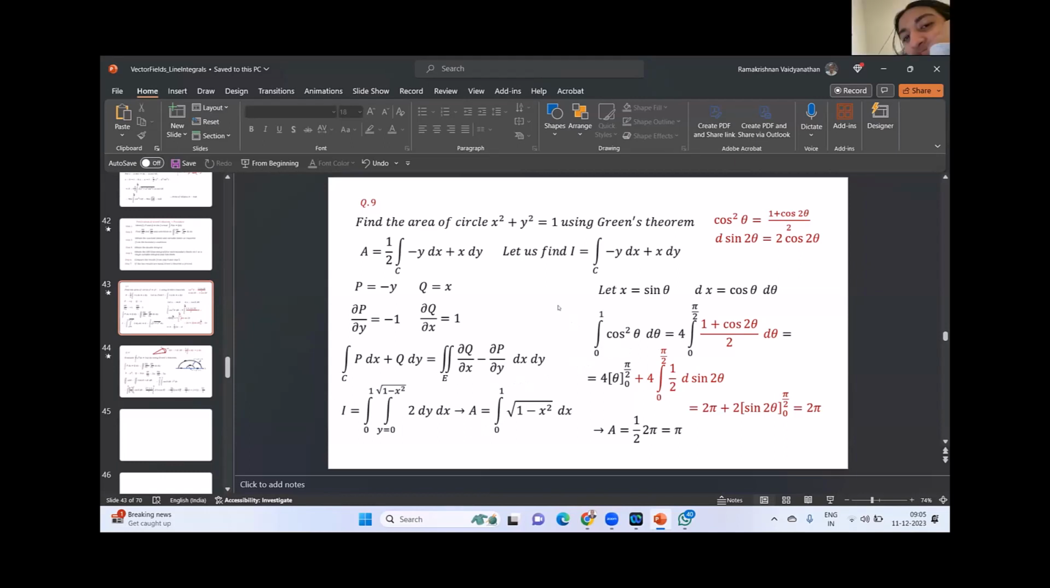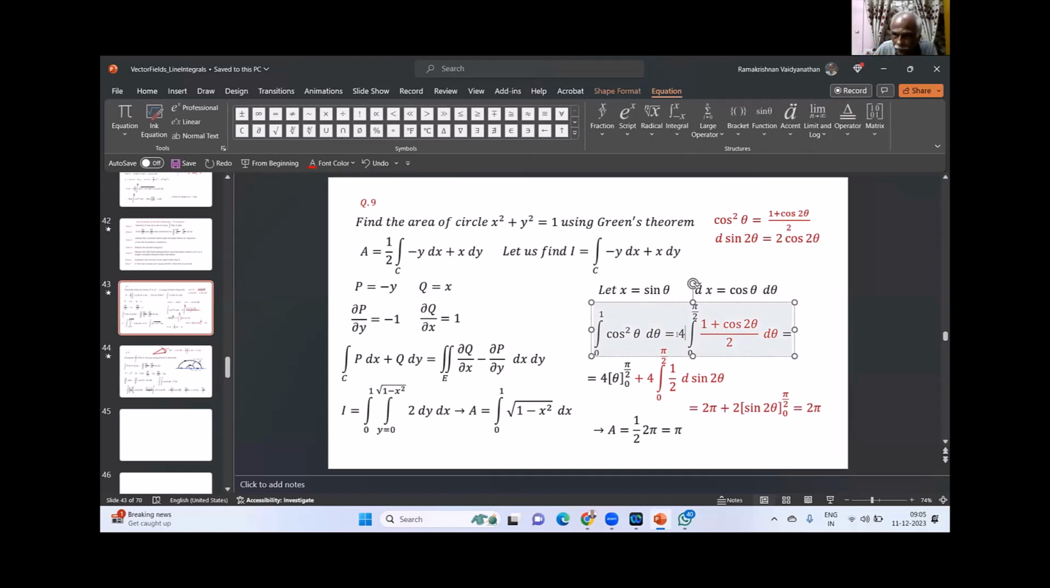And since it's a circle, I have to multiply by 4 times. Very important, this one. Right? I told you, 0 to pi by 2. You can take 2 times 0 to pi also. But my suggestion is only 4 times 0 to pi by 2. What is cos squared theta? 1 plus cos 2 theta by 2. Put the limits. It is 4 times theta, 0 to pi by 2.